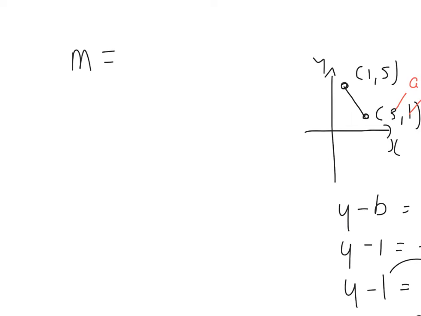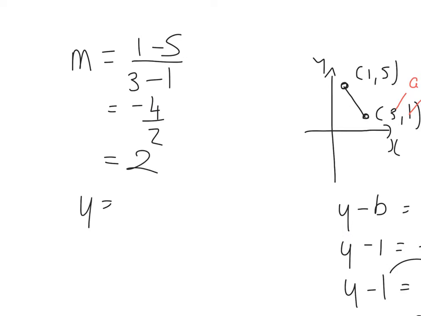So the gradient again is 1 minus 5 over 3 minus 1, minus 4 over 2, and that's 2. So I can now say that the gradient is 2, so I can write y equals 2x plus c, and now I'm looking for c. So again, substitution method, choose one of the points, doesn't matter which, and I'm going to use this point up here this time.